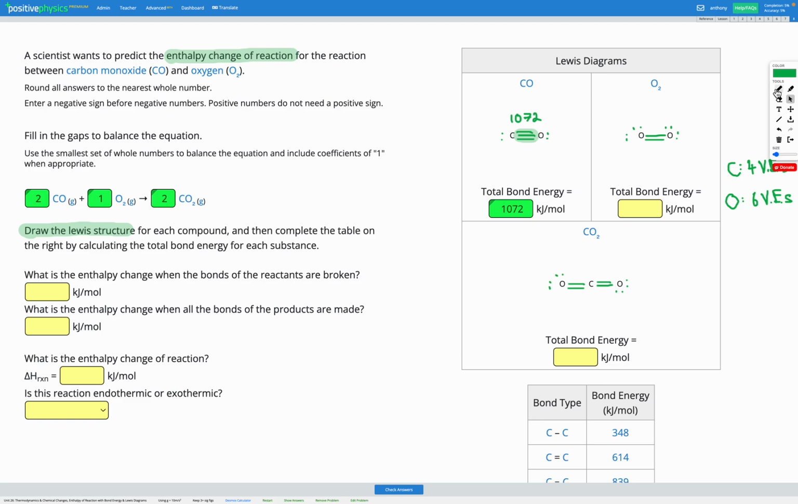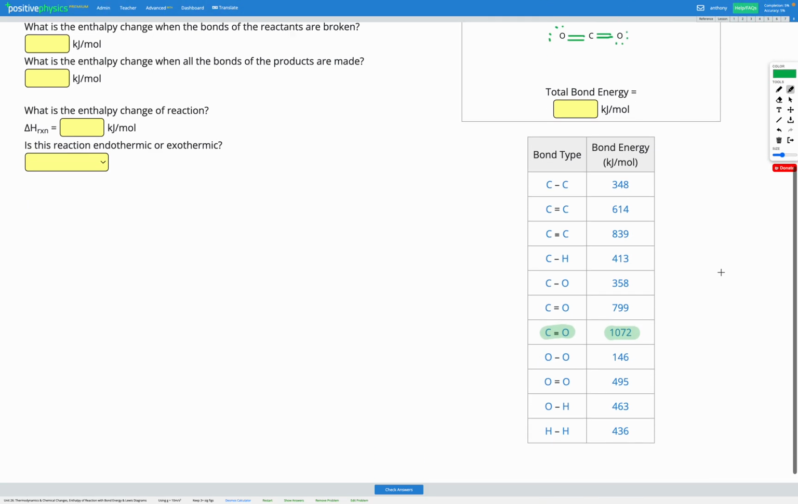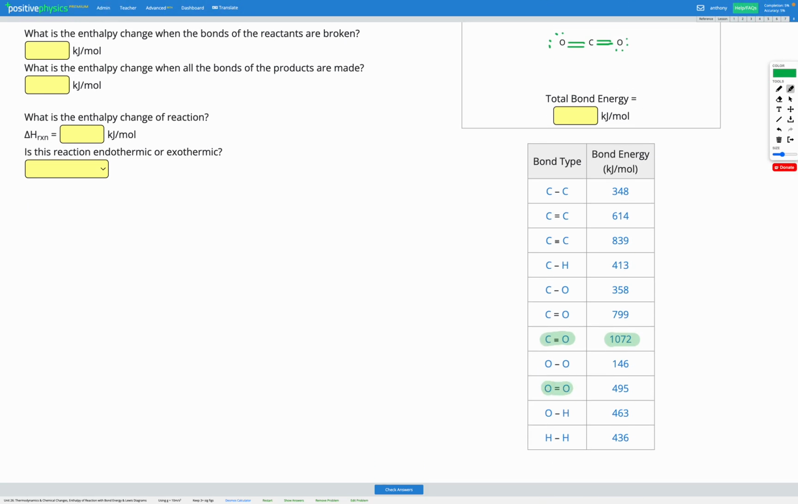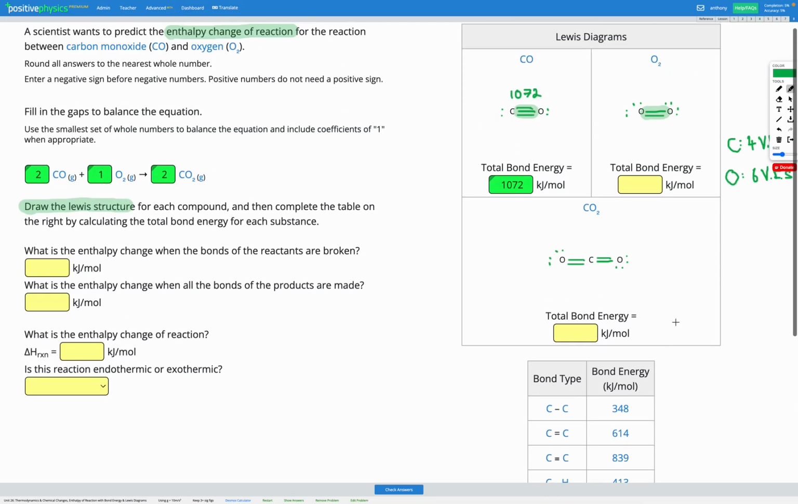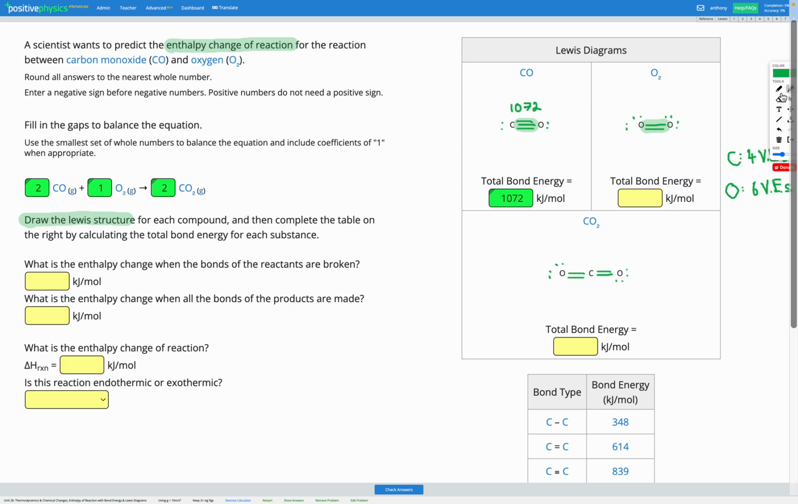What about for oxygen? This time we have 1 double oxygen-oxygen bond. Let's find that in our table. Here's our double oxygen-oxygen bond. It has a bond energy of 495 kilojoules per mole. So our total bond energy for oxygen is just going to be 495.